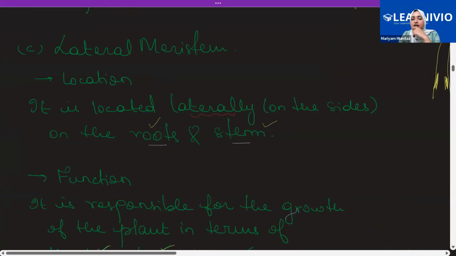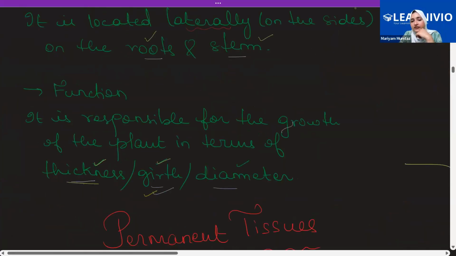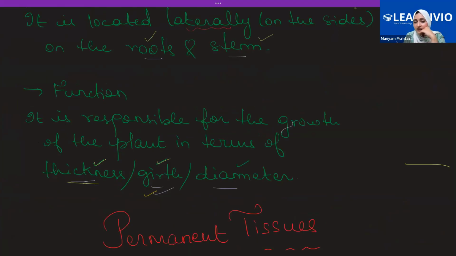Yes, ma'am. So, what is the function of the lateral meristem? The lateral meristem is responsible for the growth of the plant in terms of thickness, girth, and diameter. Thickness, girth, and diameter all mean the same thing. Whenever the plant has to grow in terms of its length, the apical meristem and the intercalary meristem will be working. But when the plant has to grow in terms of its thickness or width, then the lateral meristem would be there. Clear? Yes, ma'am.